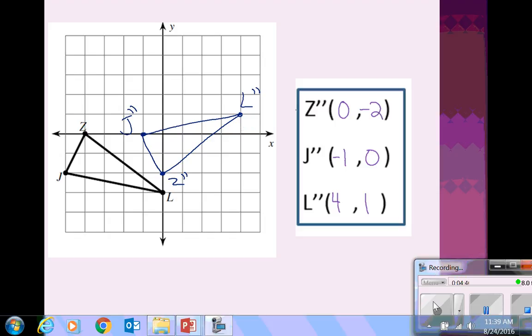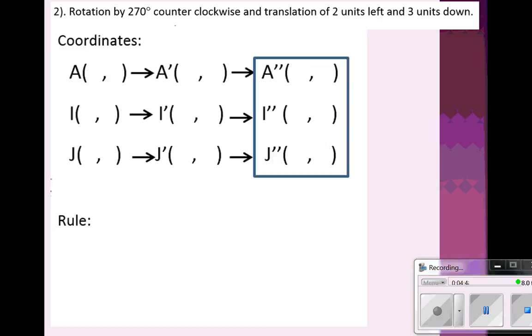Let's go to the next example. Find example 2 on your notes. And we're going to start by circling and underlining. It says rotation by 270 degrees counterclockwise and translation of 2 units left, 3 units down. So we have a rotation, a translation, 270 counterclockwise, 2 units left, 3 units down.